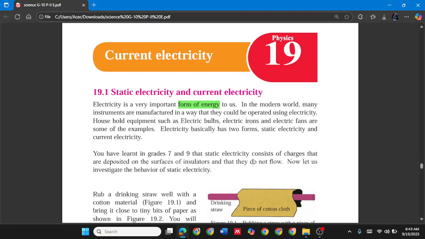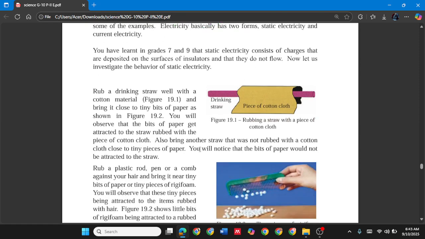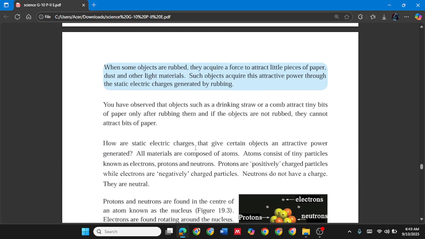I think we discussed this part of the current electricity lesson, static electricity and current electricity. You learned electricity is a form of energy, and then we discussed this little practical, and it goes with that conclusion. When some objects are rubbed, they acquire a force to attract little pieces of paper, dust, and other light materials. Such objects acquire attractive power through the static electric charges generated by rubbing.